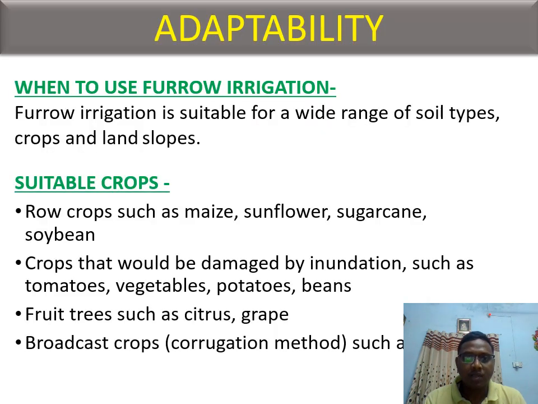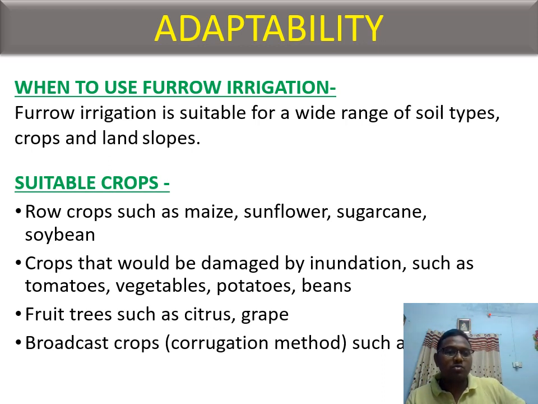Next slide. Now we'll see what adaptability means, where we can adopt this method. So, when to use the furrow irrigation method. Furrow irrigation is suitable for a wide range of soil types, crops and land slopes. It can be adopted on most soil types, except sandy soil, and on different crops and land slopes.